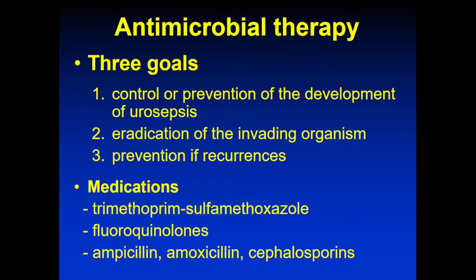Antimicrobial therapy. We have to follow three goals: control or prevention of the development of urosepsis. The next, eradication of the invading organism, prevention of recurrences, and medications. It depends on your doctor's choice, like trimethoprim sulfamethoxazole, the wide spectrum fluoroquinolones, and antibiotics like ampicillin, amoxicillin, the group of cephalosporins.